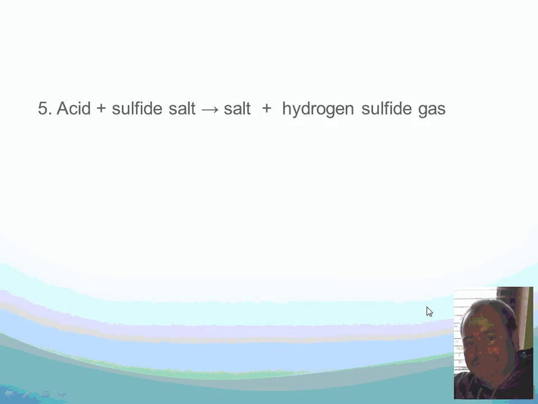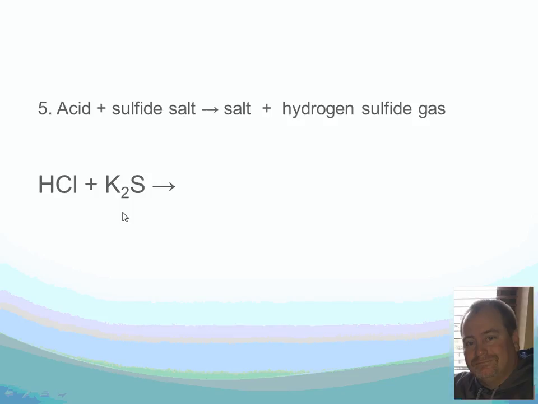Okay, we've got two more of these double replacement reactions. So, an acid with a sulfide salt. Well, what's a sulfide salt? It's a salt that has sulfide in it, S2 minus. So my sulfide salt here is potassium sulfide. So hydrochloric acid with potassium sulfide.